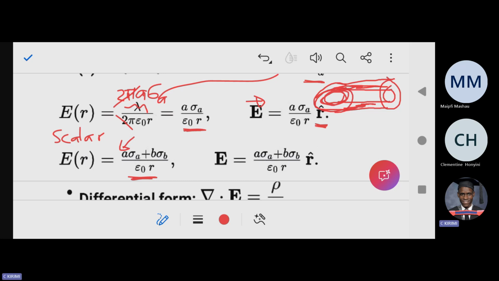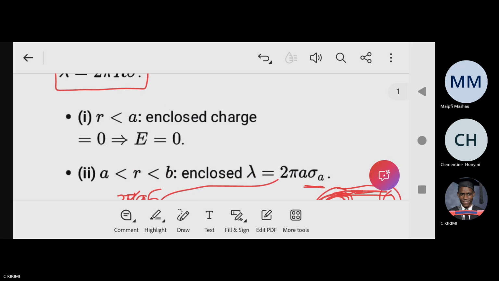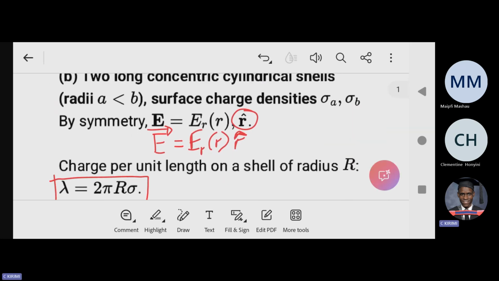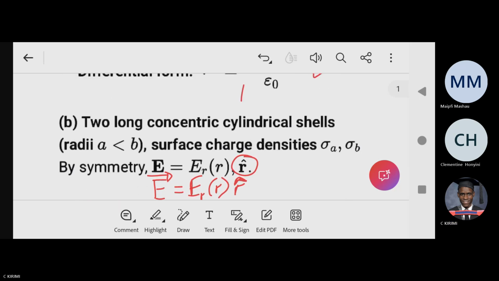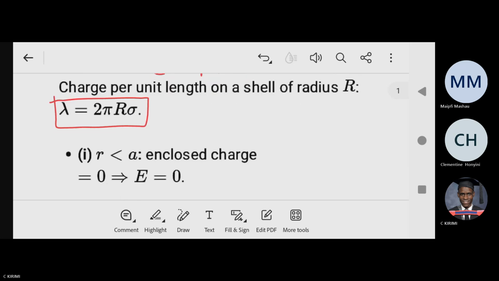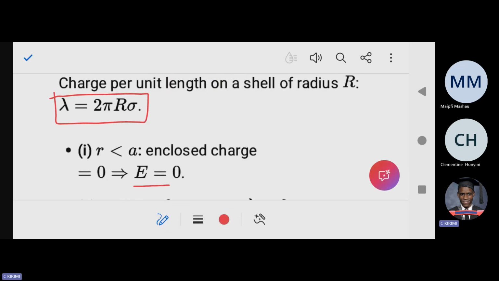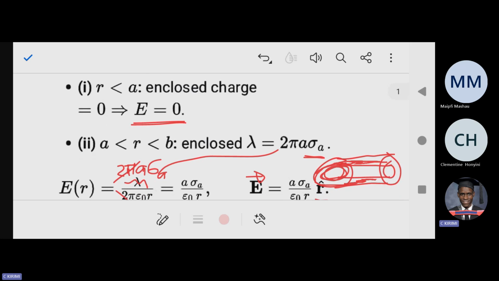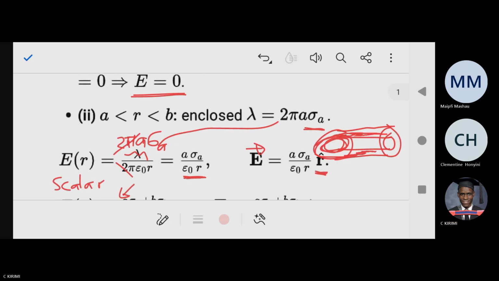We've already calculated the one inside. We said E is equal to naught for the one inside. Then now when we are calculating for the region A to B, the one in the thickness, which is in between, the enclosed one, lambda is equal to 2 pi A multiplied by the surface charge density, sigma A.